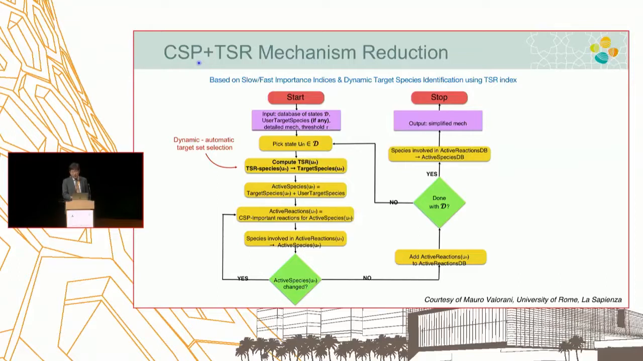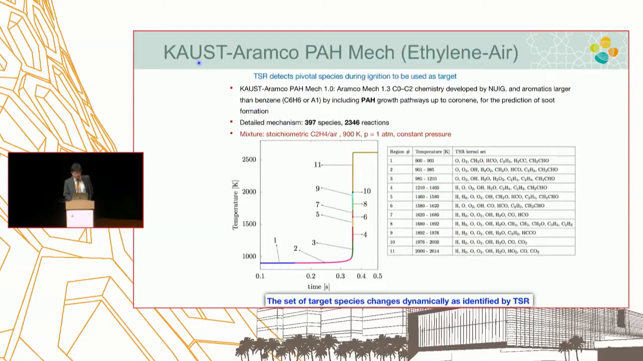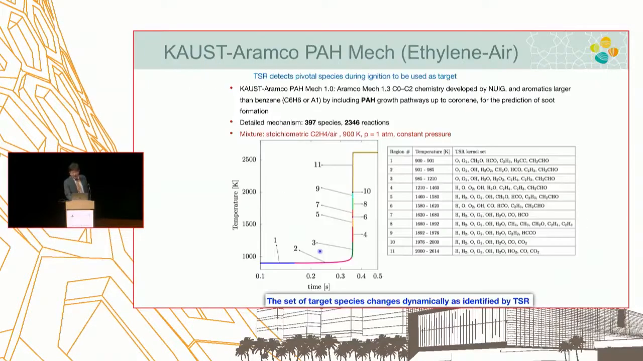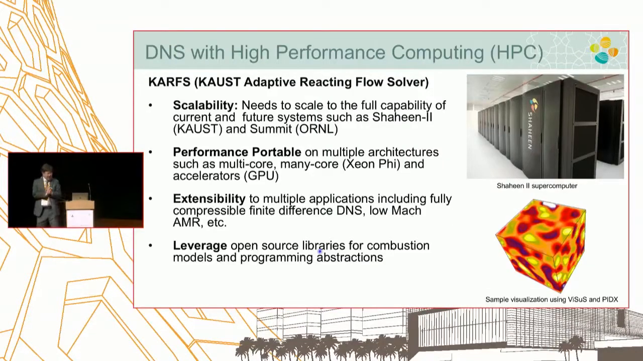So we have recently developed, with the lead of the Rome group, we have demonstrated such a reduced mechanism can be developed automatically without user intuition. And this is actually an exciting tool that we will explore more in the future. And so here's one example of the KAUST Aramco PHA Mach that has been demonstrated to show a lot of useful skeletal mechanisms. Once you got that, it's still quite a demanding computational task, and a lot of these high-performance computing aspects come into play in DNS.